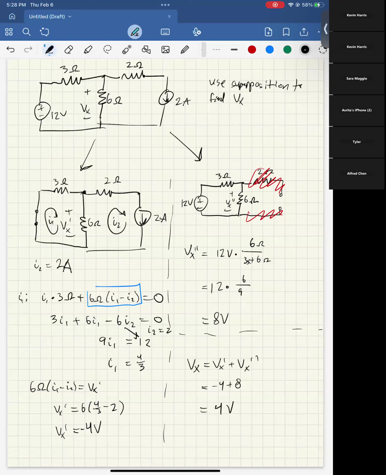Cool. And then, oh, the question actually said find the power dissipated. Let me write that.